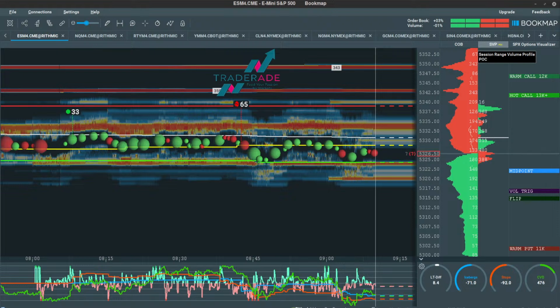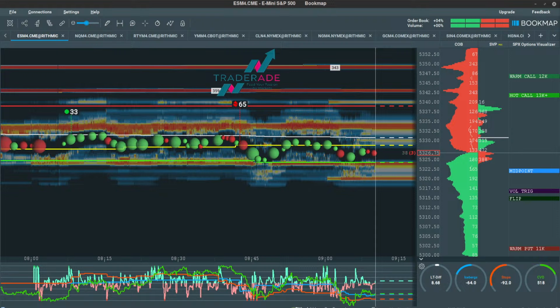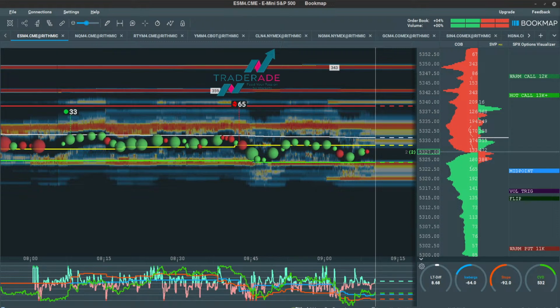Now, the SVP, this session range volume profile, gives you a sense as to where there's been transaction. So there's a difference here, right? The current order book are open orders, have yet to be filled. The session volume profile are orders that have been filled during the trading session. So that gives you a sense as to where there's already been interest. It also gives you a sense as to where folks showed more aggression, because this is shown in deltas.